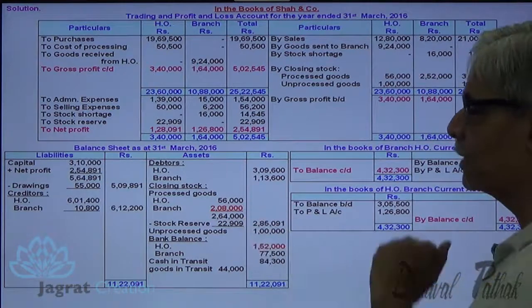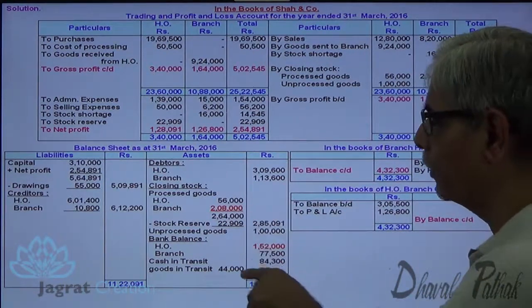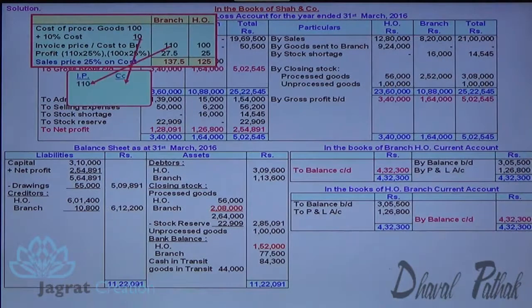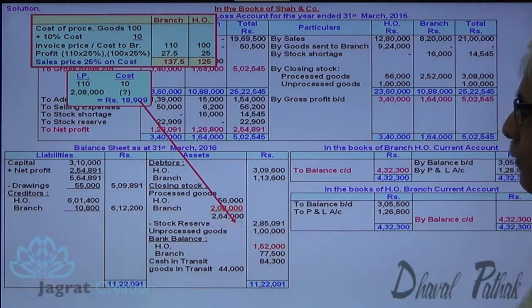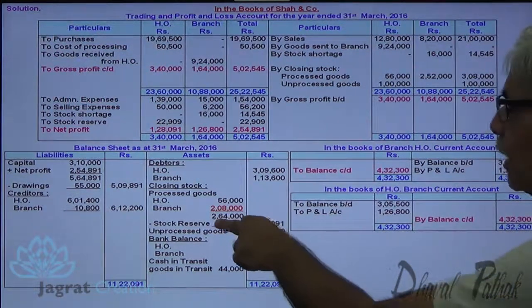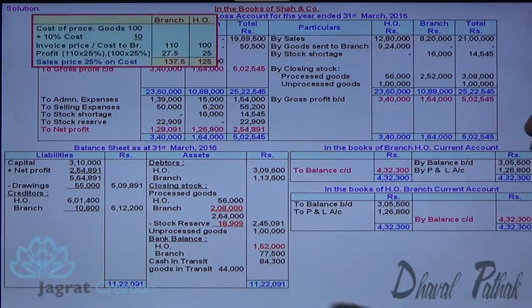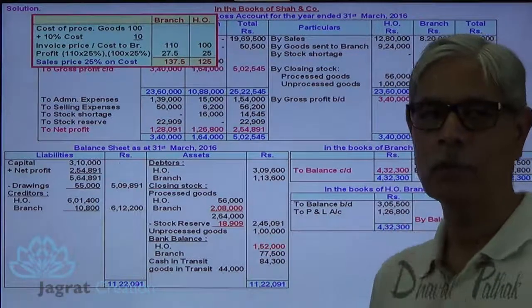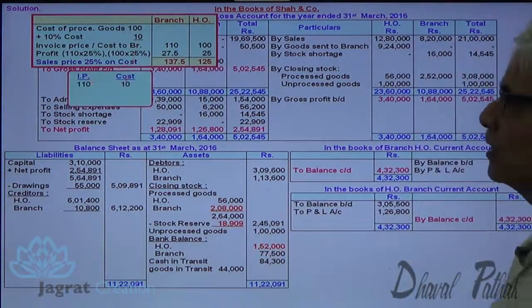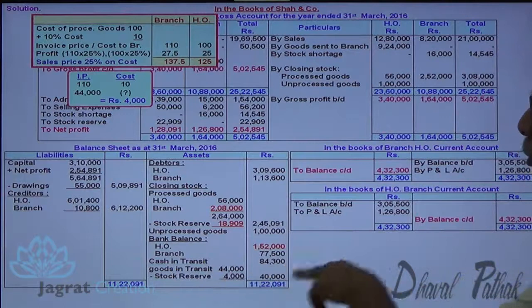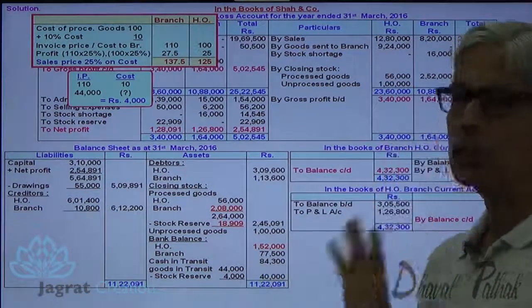Now from this total, this is not the unrealized profit because the unrealized profit is to be bifurcated into 2,64,000 and 44,000. So 110, then 10 is the profit. How much for 2,08,000? So this is the unrealized profit that I'm supposed to deduct. And if I deduct, the value will change over here. So 2,64,000 minus 18,909. This is how this value appears. Similarly, I'm required to deduct the unrealized profit from the goods in transit. 110 is 2. This is not cost, profit. How much for 44,000? 4,000. So cost of goods in transit is 40,000. My balance sheet total will not change.